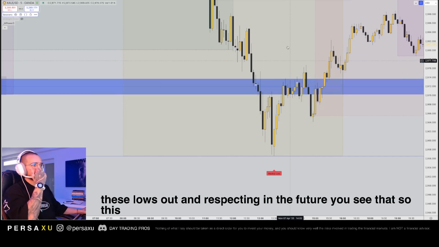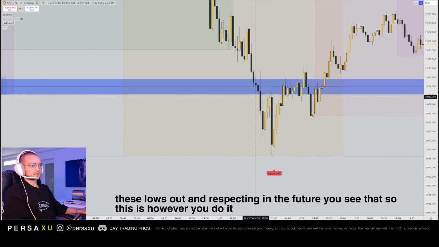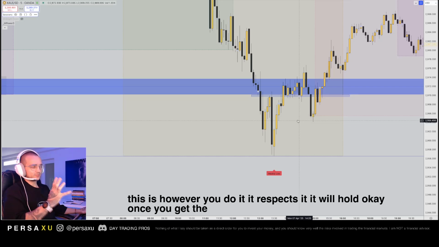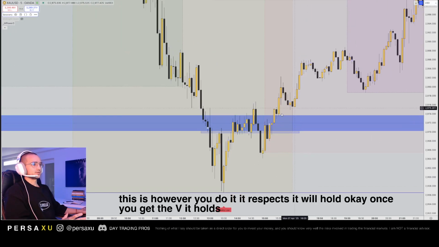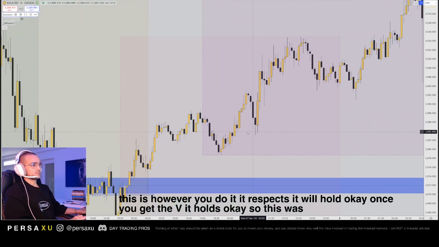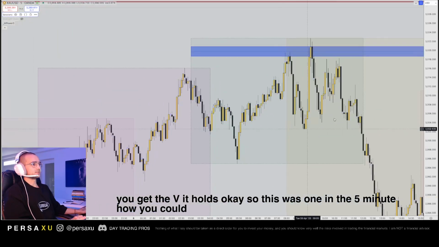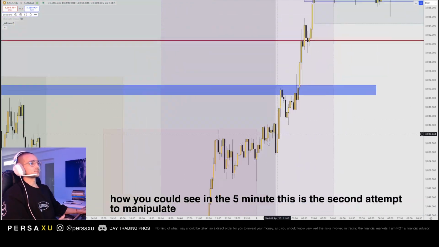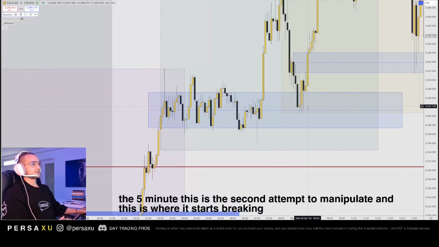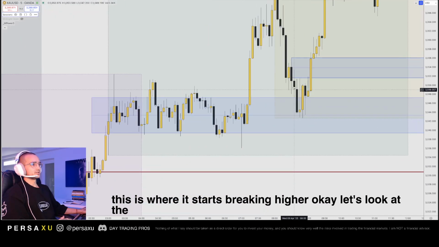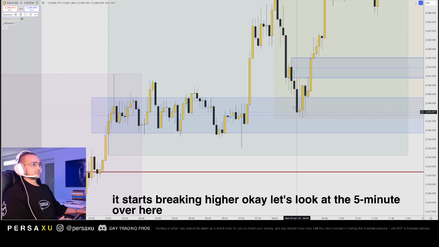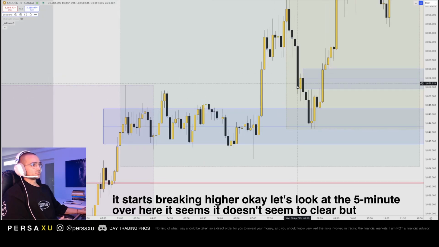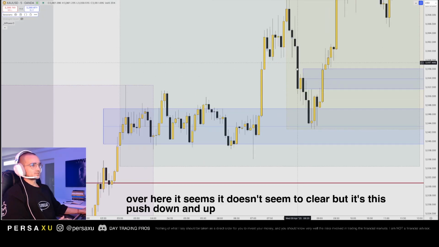So this is, however you do it, it respects, it will hold. Okay, once you get the V, it holds. Okay, so this was one in the 5 minute, how you could see in the 5 minute. This is the second attempt to manipulate, and this is where it starts breaking higher. Okay, let's look at the 5 minute over here. It doesn't seem too clear, but it's this push down and up. So this push down, up, right?